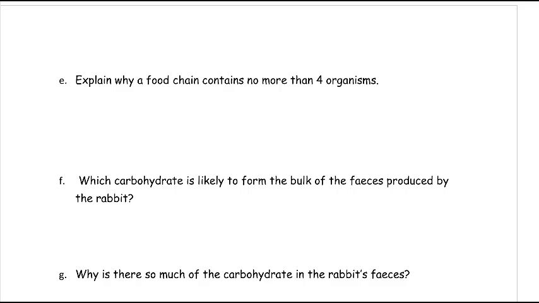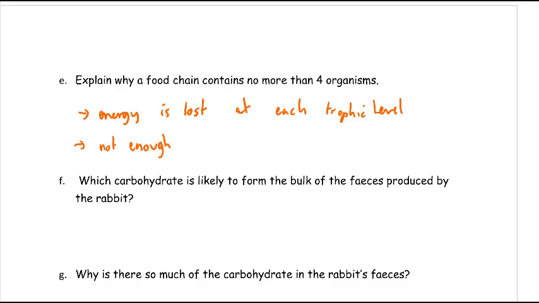So, why does a food chain contain no more than 4 organisms? Because energy is lost at each trophic level. So, there is not enough energy as you get to the last level.